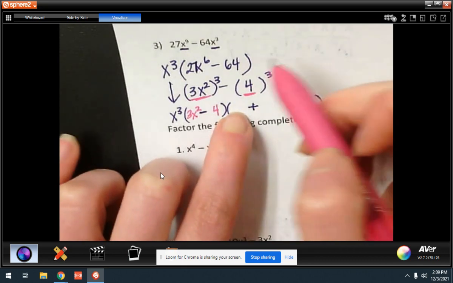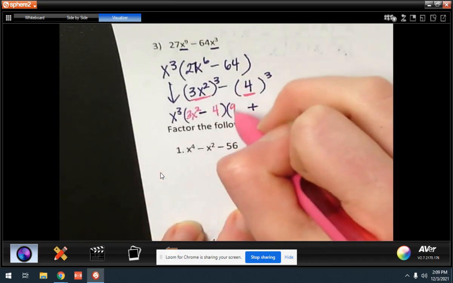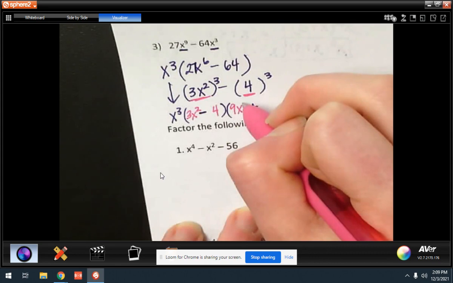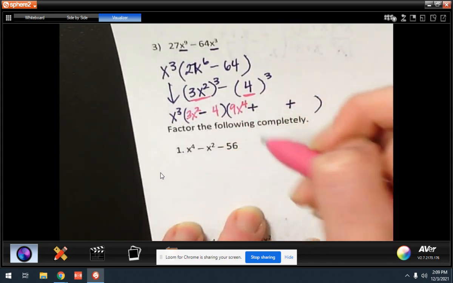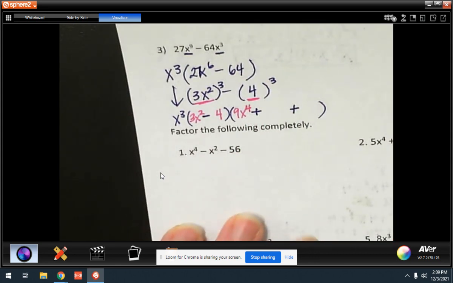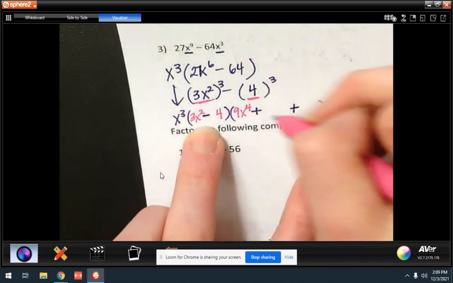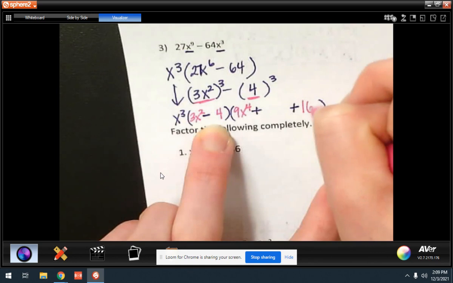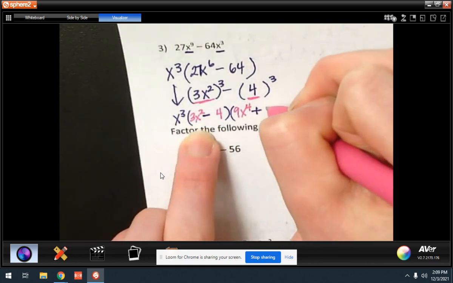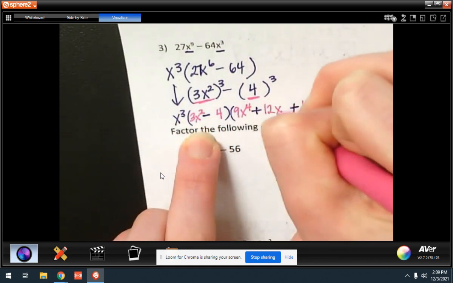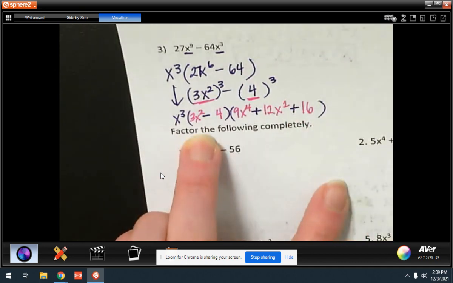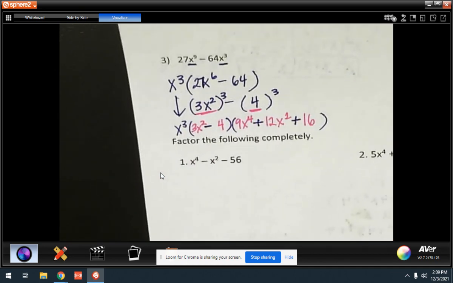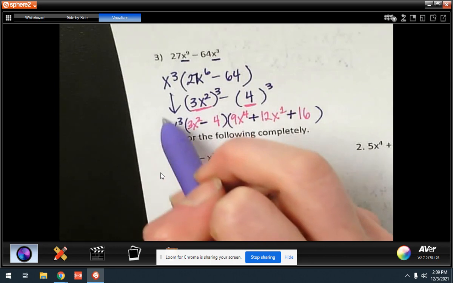Square the first, and what do you get? 9x to the fourth. If you square 2, it's 4, because it's 2 times 2. Square the last, what do you get? Multiply the 2 together. 12x squared. Y'all just factored a degree 9 polynomial.